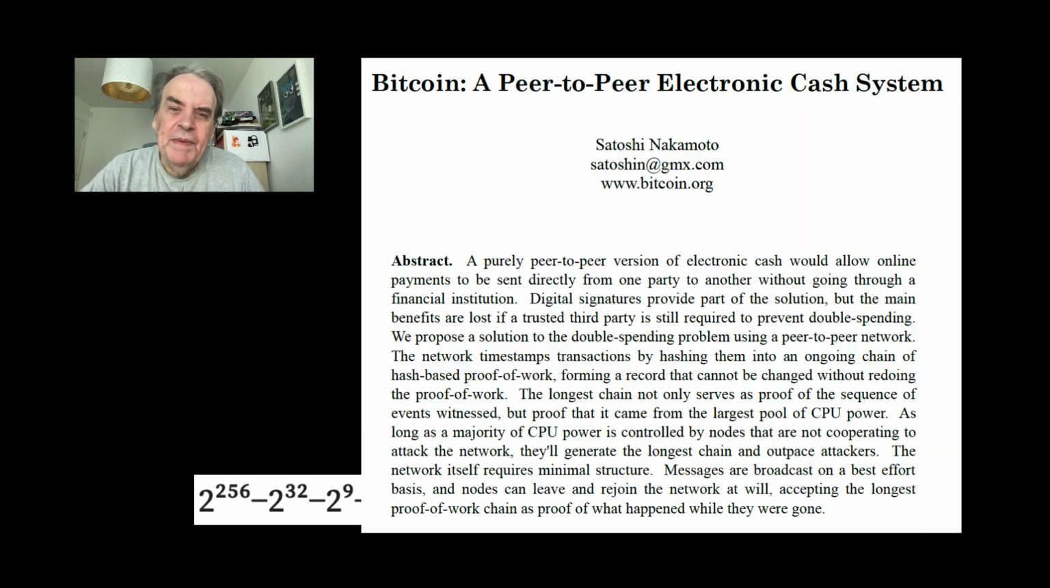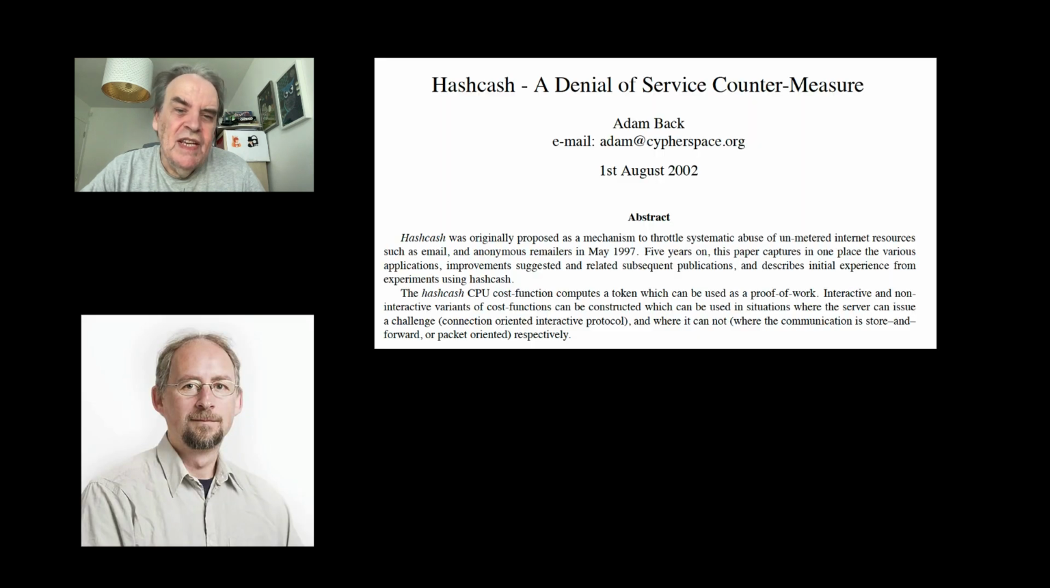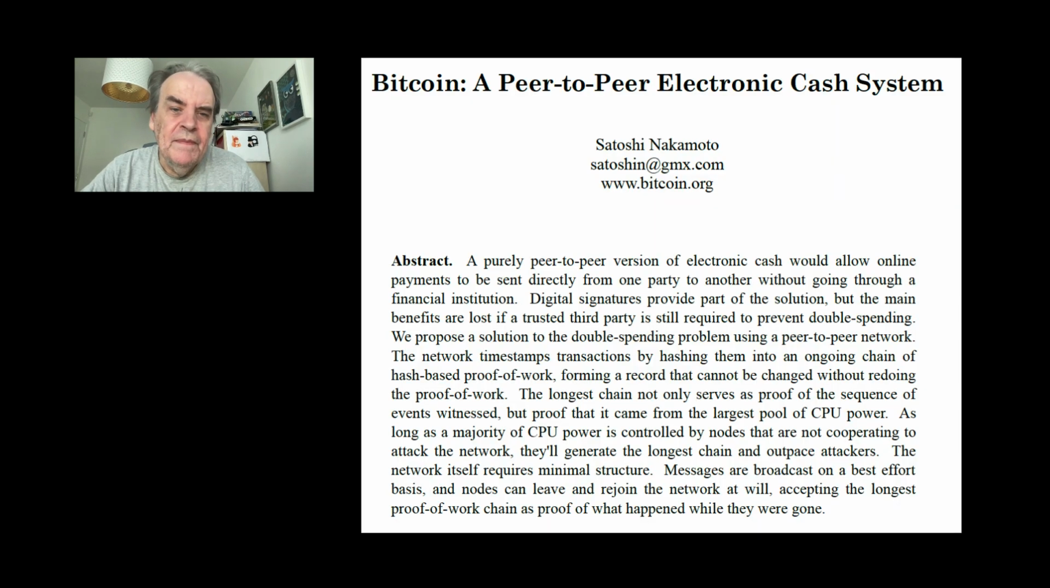Satoshi published a 9-page white paper entitled Bitcoin, a peer-to-peer electronic cash system, on the 31st of October 2008. In 1997, Adam Back introduced the concept of proof of work with Hashcash in a paper entitled Hashcash, a denial of service countermeasure. This work was used by Satoshi in his white paper.